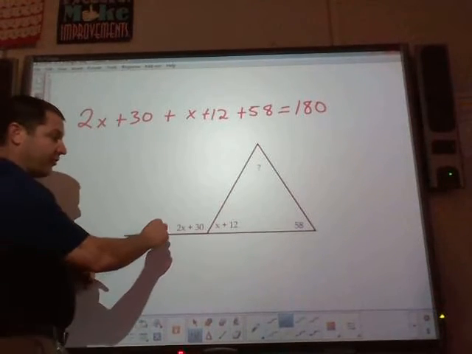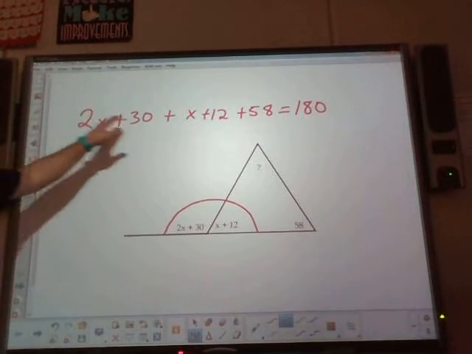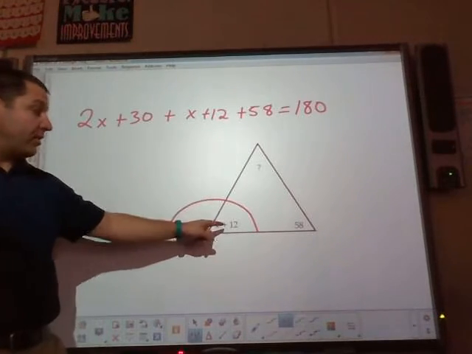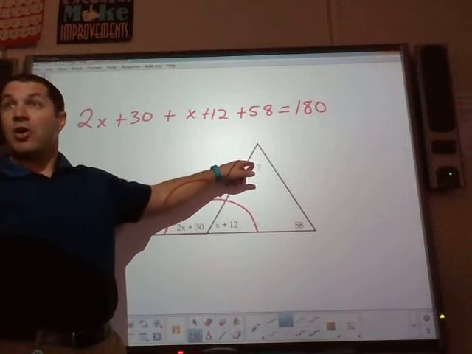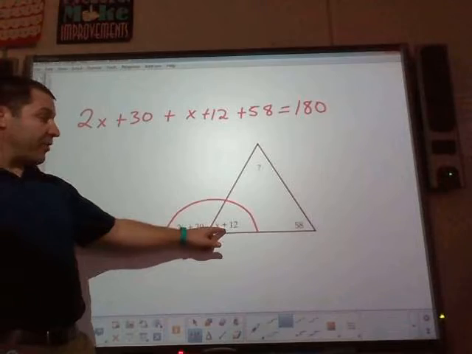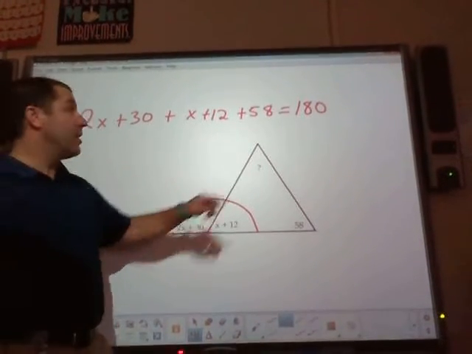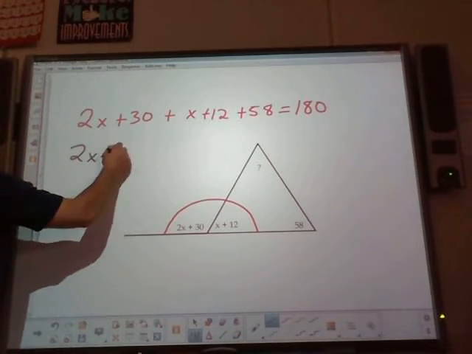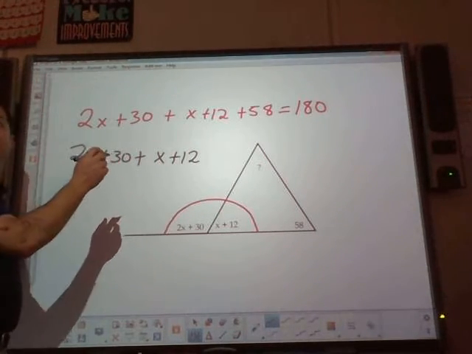These two right here add up to a grand total of 180. Do you see how they added all of them to equal 180? That's not true. We do know that whatever this is, plus this 58, plus this unknown is equal to 180. So we need to figure out what this is before we can figure out what that is. Let's change this right now to 2x plus 30 plus x plus 12, and that needs to equal 180.